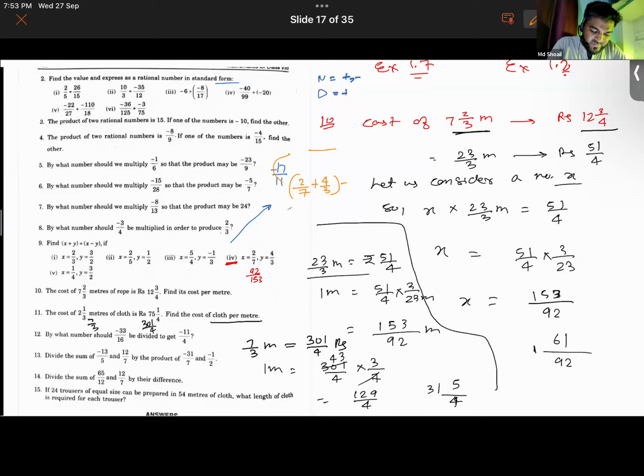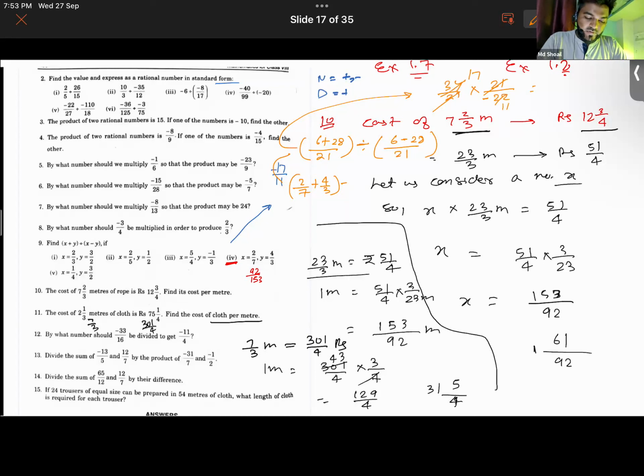Not sufficient space there. 21. Minus 721. So you will be getting it as 34 upon 21 multiplied 21 upon minus 22. 21, 21 getting cancelled. 17. 34 upon 22. Yes, Ahmed. Well done. That is correct. That is going to be minus 17 upon 11.